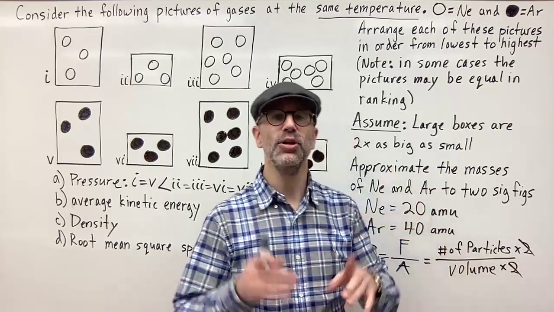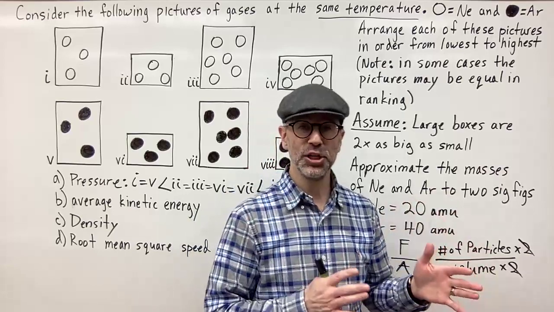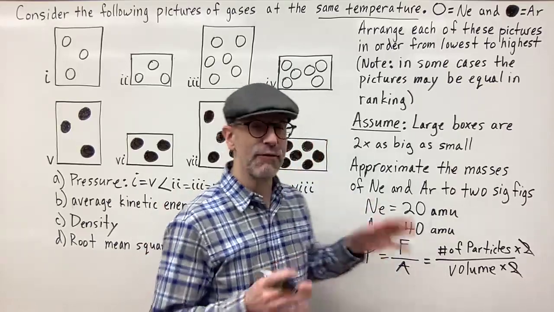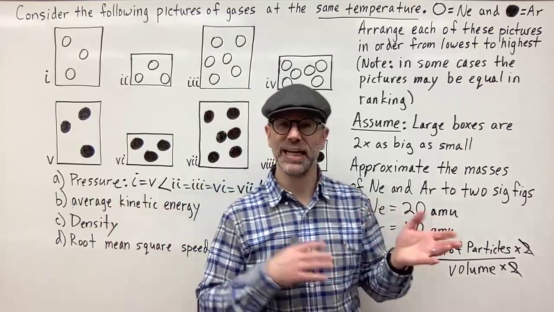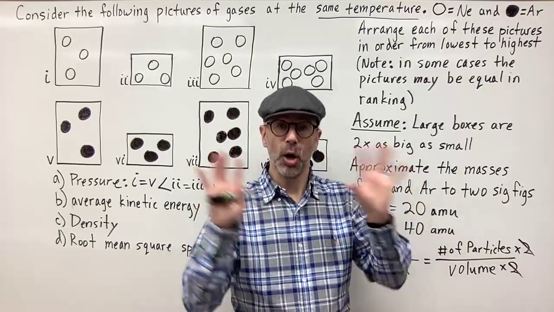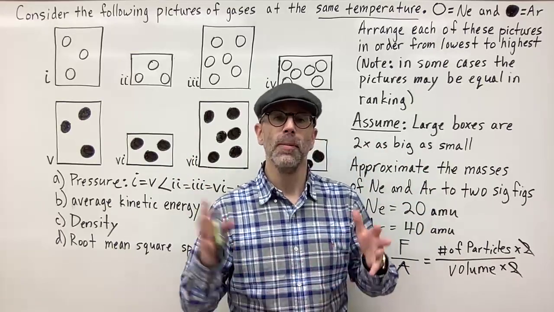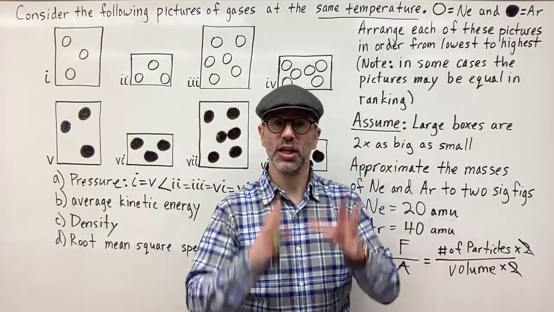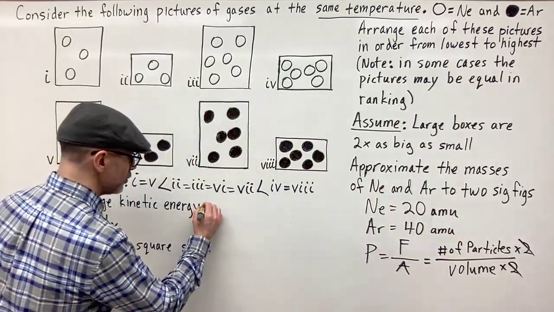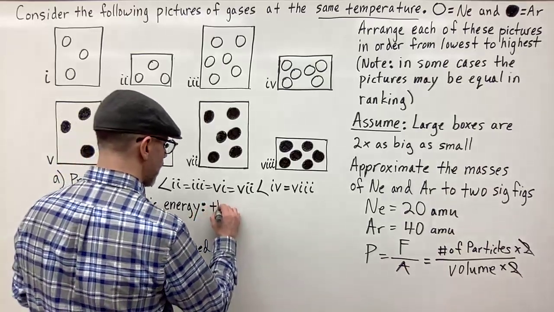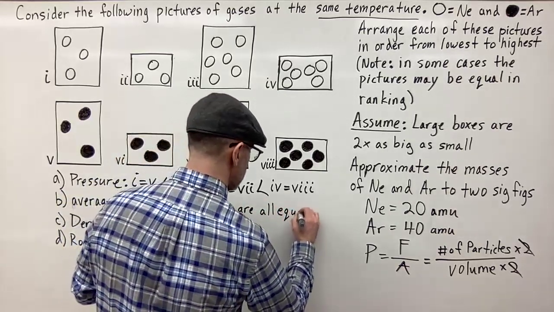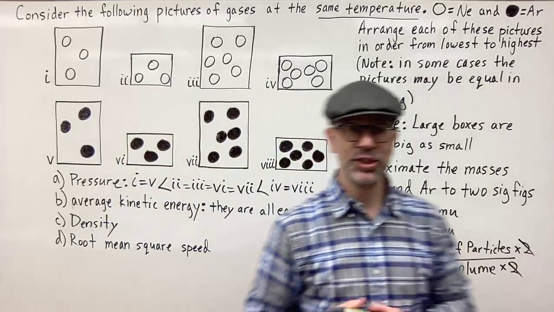So this was testing you on whether you know that temperature is a measurement of the average kinetic energy of the particles in the box. And it's an average because, remember, not all particles are moving at the same speeds, right? They all have the same masses, if we're talking about the same type of particles. But it's an average because we're averaging them together. So in this case, the answer is they are all equal. They all have the same average kinetic energy.